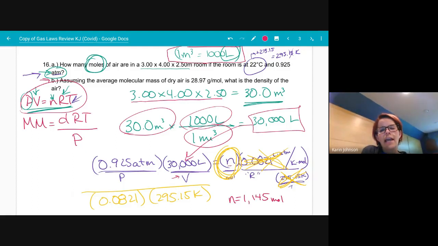Then we did the n, which was the variable we were missing. We did the gas constant that goes with atmospheres, and then the temperature in Kelvin. We had to convert the temperature into Kelvin. We did all the math, and we figured out our final answer was n equals 1,145 moles. So now that I've started recording, we're ready to do part B, which says, assuming the average molecular mass of dry air is 28.97 grams per mole, what is the density of the air?